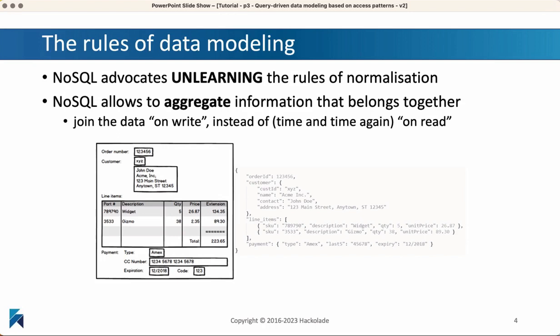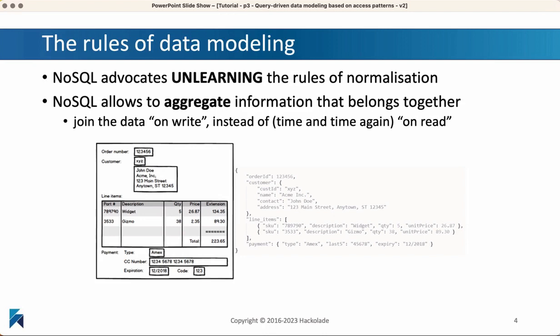It also means that sometimes we're going to be aggregating information that belongs together. Right? If we're processing orders, then why not aggregate these things together into one document format? We talked about that in the previous part of this tutorial as well. We can join the data when we write the document, right? And bring everything together into one structure instead of time and time again having to read all of the different parts of that document from different tables that we would then need to join together. Right? So you join the data on write instead of on read, essentially.